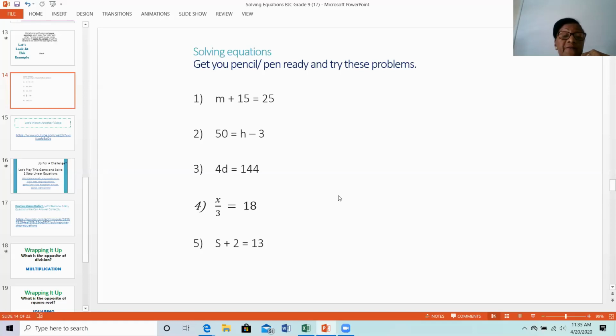Number 2, 50 is equal to h take away 3. What should we do? Remember, we're trying to keep h by itself. The opposite or the inverse of take away 3 is plus 3. So add 3 to both sides, and we get 50 plus 3 is equal to h take away 3 plus 3. 50 plus 3 is equal to 53, and take away 3 plus 3 will cancel out. So 53 is equal to h, and then we can put the h on the left side. Therefore, h is equal to 53.